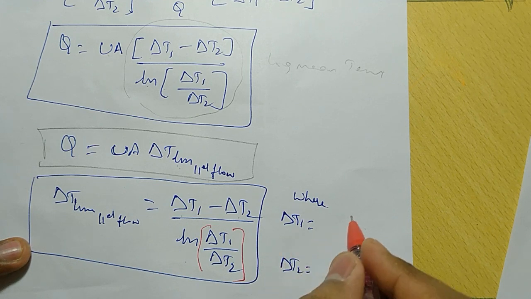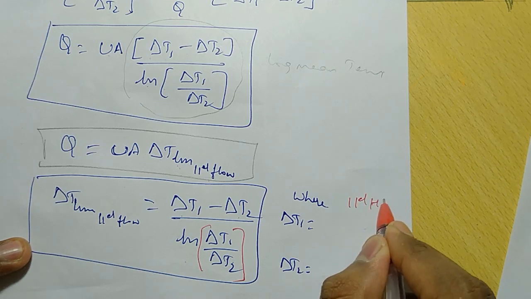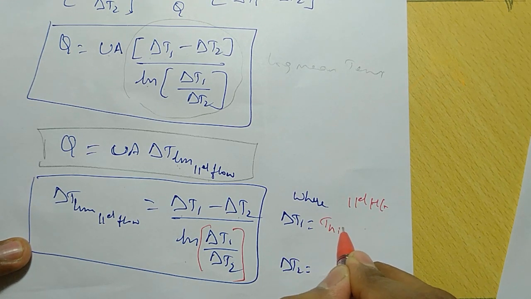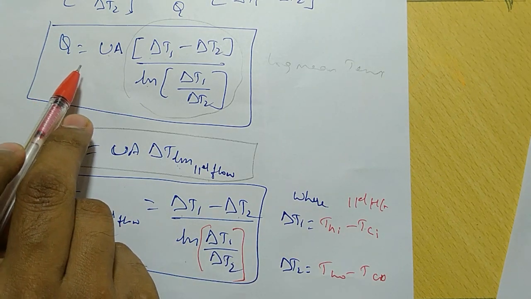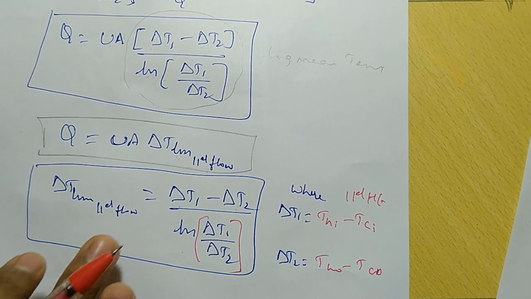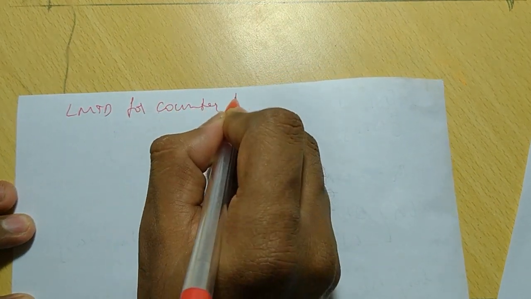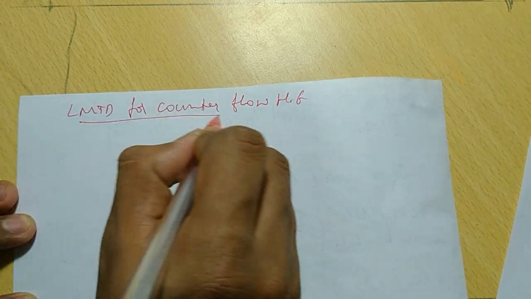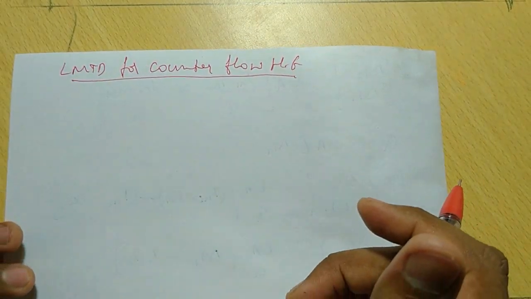What is delta T1 for a parallel flow heat exchanger? Delta T1 is THI minus TCI, and delta T2 means TH naught minus TC naught. Later we will solve problems using this equation. With the same derivation, now we'll go for the LMTD for the counterflow heat exchanger. Once you learn the first derivation, the remaining derivations are completely easy.